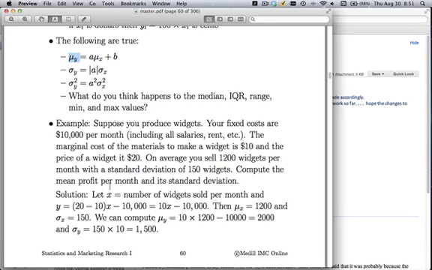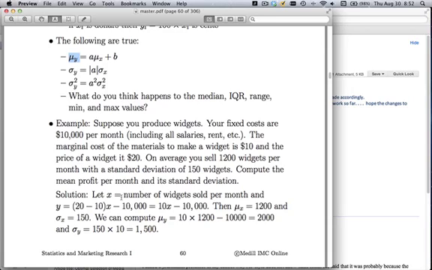So, we make widgets. Our fixed costs are $10,000 a month, and then the marginal cost of the materials to make a single widget is $10. Okay, so for every additional widget that we make, our costs will increase by 10 bucks. The price of a widget is $20. Okay, so it looks like double the cost of materials is the price. So on average, we sell 1,200 widgets per month with a standard deviation of 1,500 widgets. Compute the mean profit per month and its standard deviation.